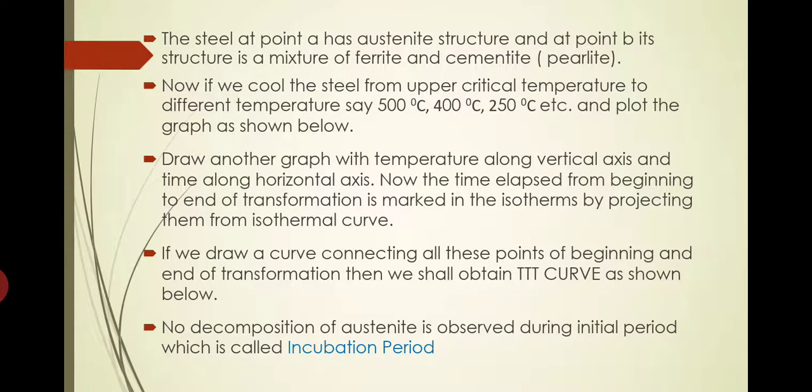Now the time elapsed from the beginning to the end of the transformation is marked in the isotherm by projecting them from the isothermal curve.